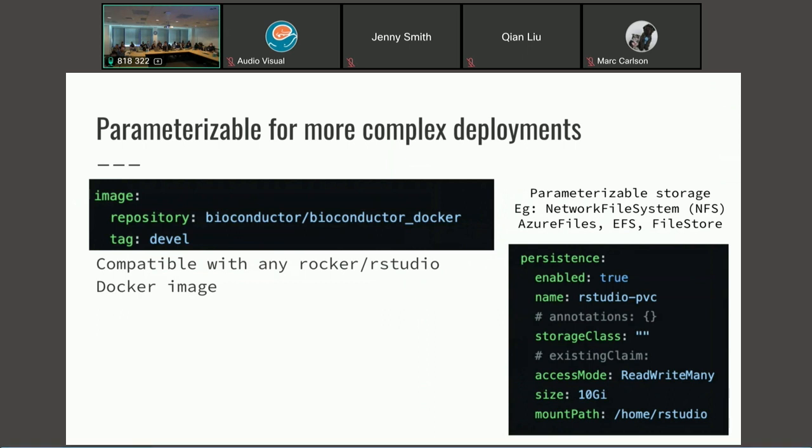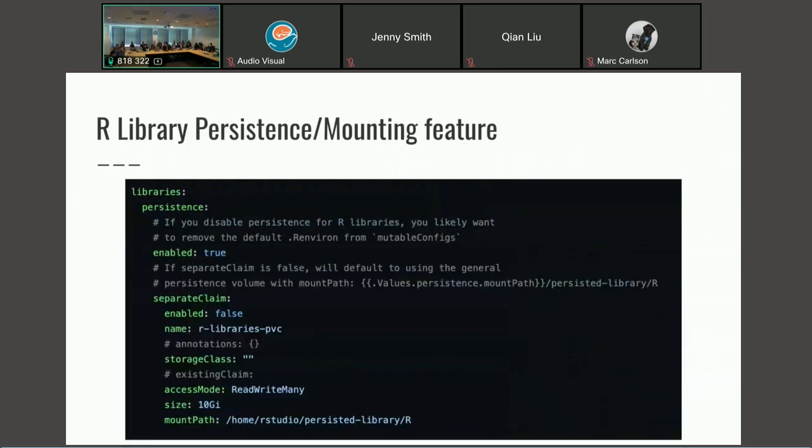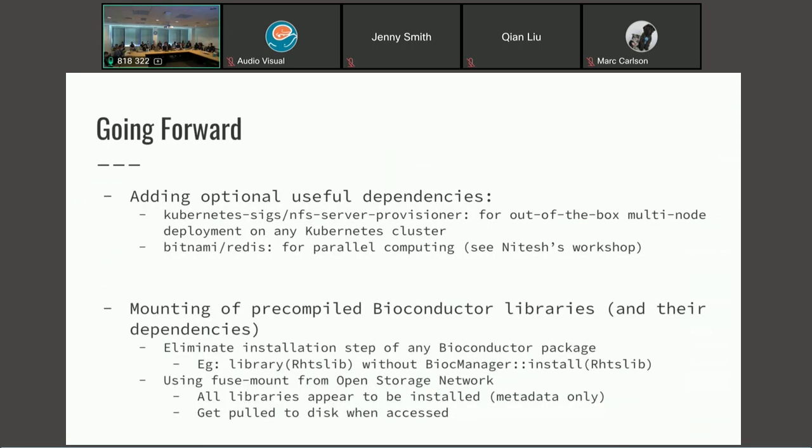You can change what storage you want. So you can use the network file system, Azure Files, Amazon EFS, Filestore on Google. We added a feature for persisting the libraries. So between sessions, you can keep a volume with your libraries, tear it all down, and then bring it back up and keep what you have installed in your environment.